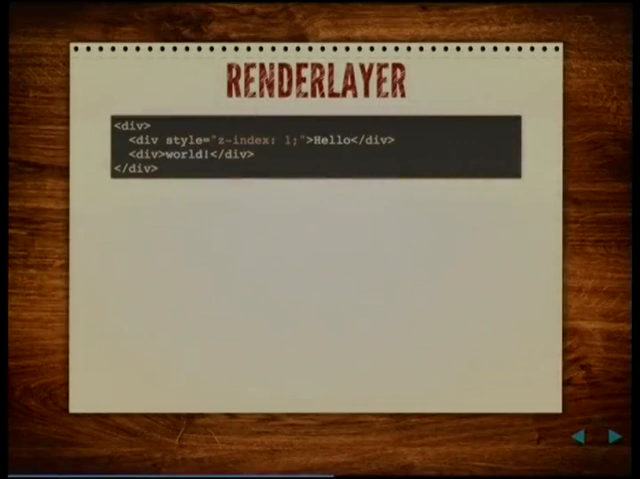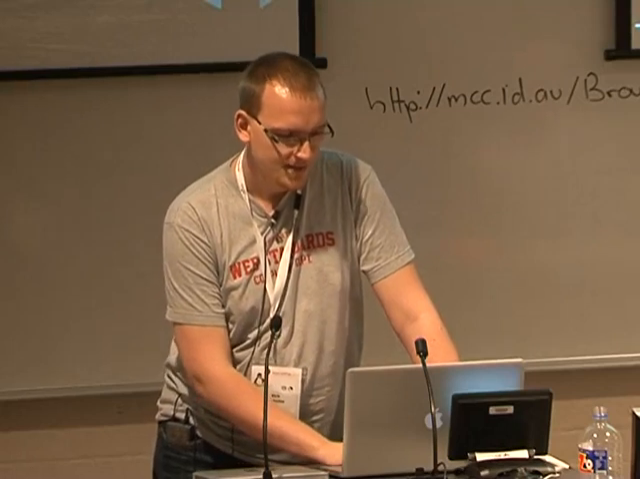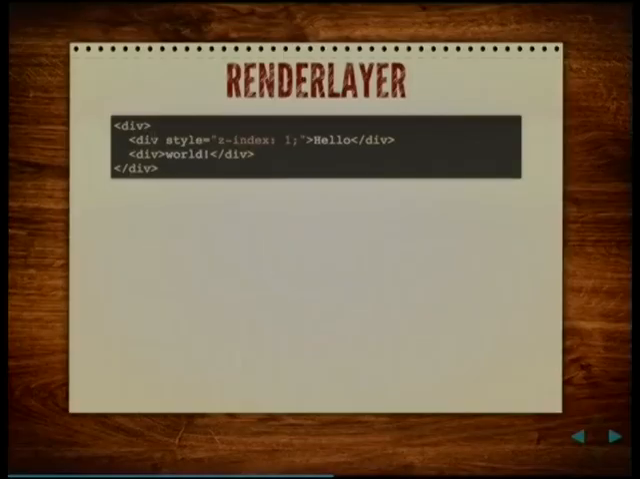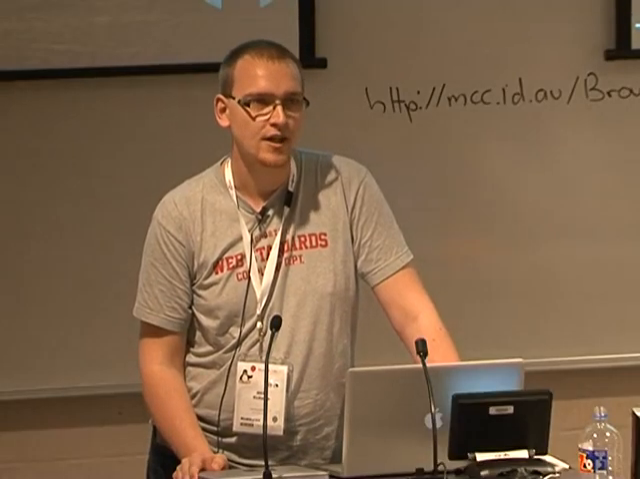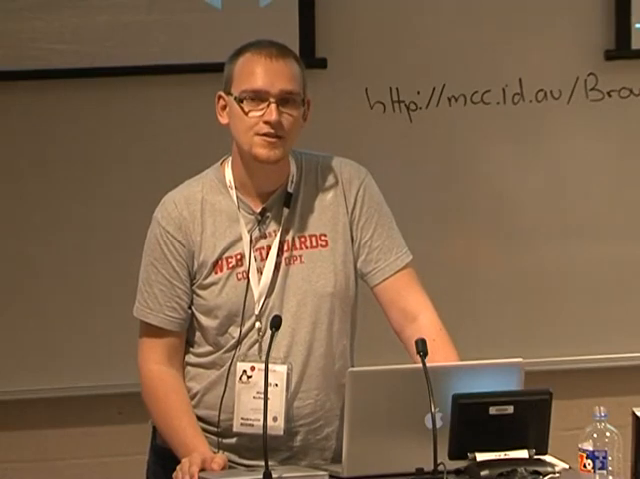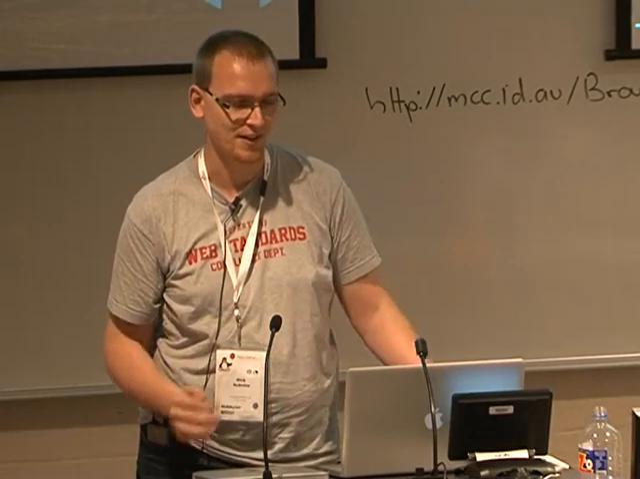Okay, we talked about render objects, we talked about DOM objects or DOM elements. There's another part that's called the render layer. In the first talk today, you heard about the render layer and its relation to the graphics layer. So what exactly is a render layer? If you look at this source code here, we have a div box again, and two div boxes as child elements. And one of them has a z-index of 1. What does it mean? Z-index actually allows you to control the paint order. It allows you to place one element above another element.